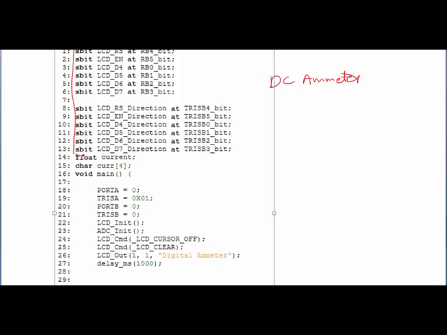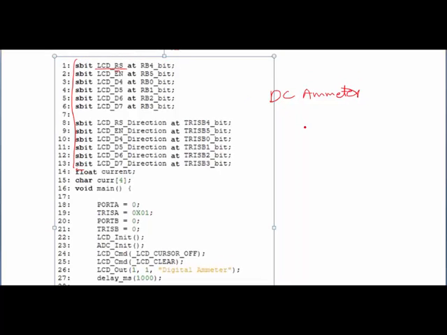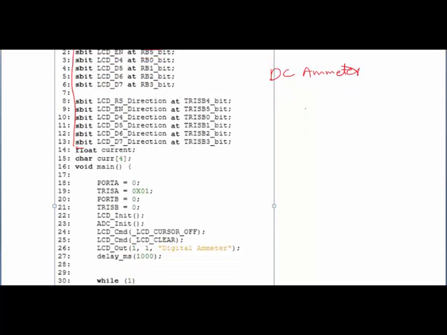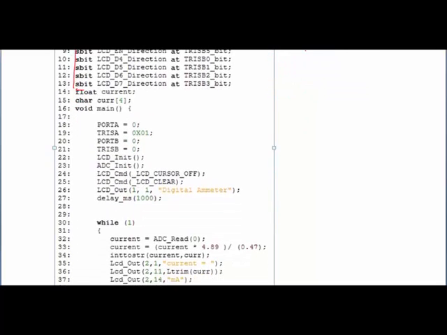So these are the lines used to define the LCD. For this, the set bit tells we have connected the LCD RS pin with the RB4 pin of the microcontroller, and the enable pin with the RB5 pin of the microcontroller. You can read more about it on my blog. So let's come to the main part of the code.